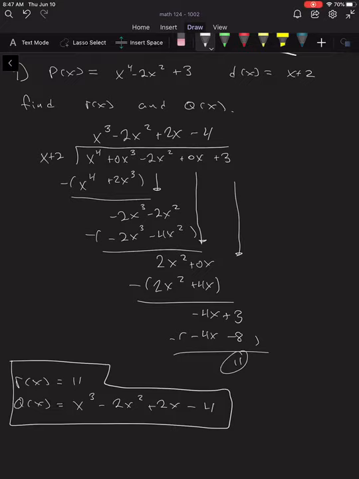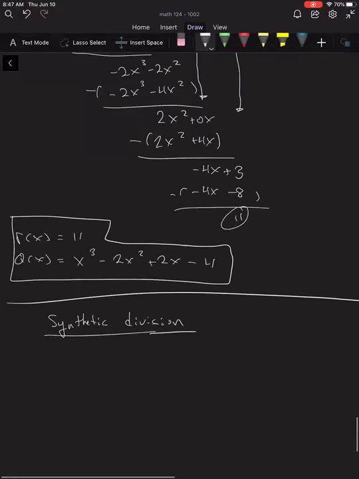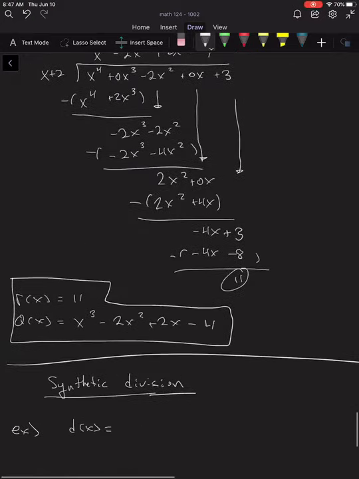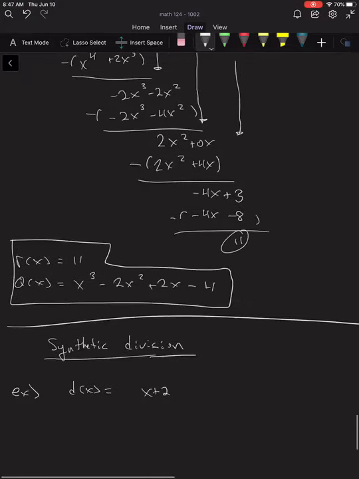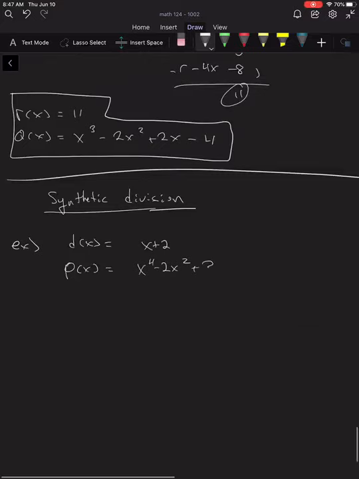Okay. So that's long division, what we just did. Let's talk about something called synthetic division now. So with synthetic division, let's actually just do the previous example. So we're given that d of x in this problem is x plus 2. And we're looking for q of x. P of x was x to the fourth minus 2x squared plus 3. And so now let's do synthetic division.